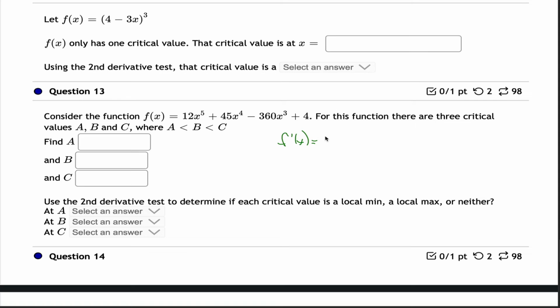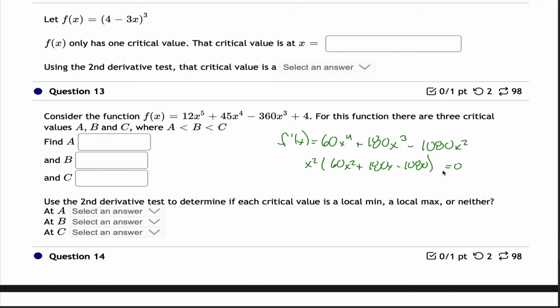Because what will happen is you'll get, I guess I can do it, 60x to the 4th plus, these numbers, 180x to the 3rd minus whatever 360 times 3 is, 1080 maybe, x squared plus 0. But look, now I can factor out x squared from each of these. And I got 60x squared plus 180x minus 1080. All right, if I pull out that x squared, now it's just a second degree polynomial. So this is what I'm going to set equal to 0.